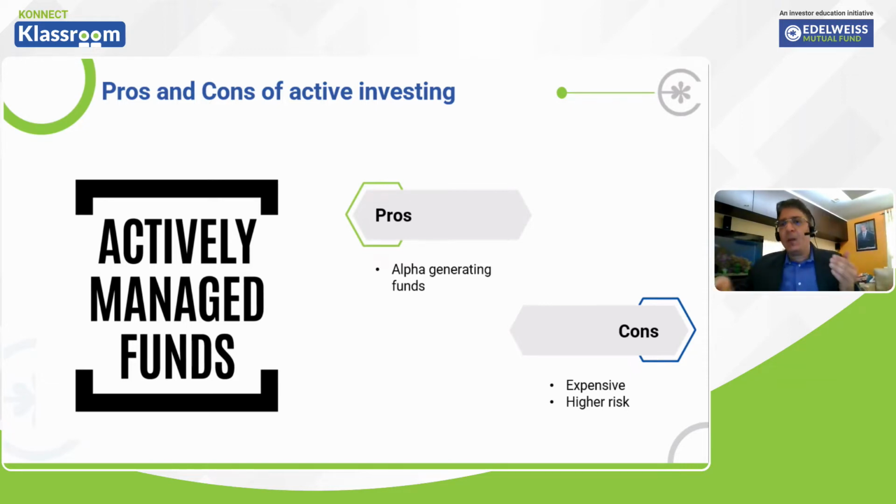And at the same time, because there's a constant buying and selling, constant traction in terms of what a fund manager would be doing in terms of security selection, the operating expense and the cost of actively managed funds is a little higher than the passively managed funds. So that's the pros and cons.